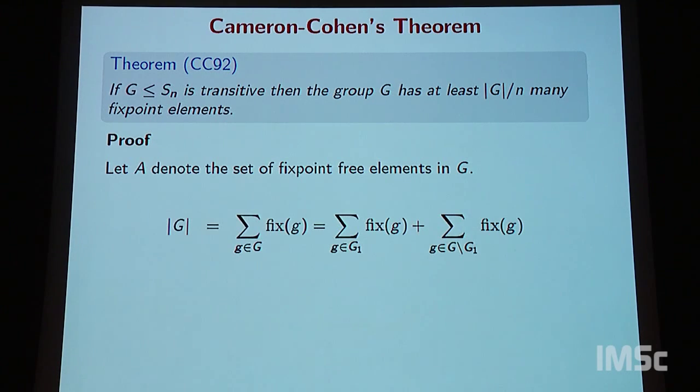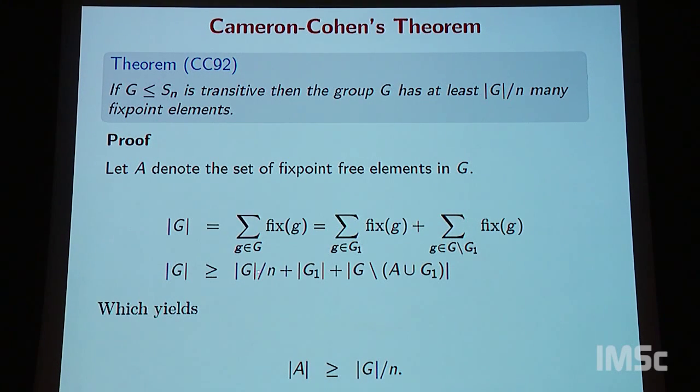Okay, let me pause this for a moment. So I get cardinality G is at least cardinality G by n plus cardinality G sub 1, and this part is simply at least cardinality G minus A union G1, because these are the fixed point free elements. All these are going to fix at least 1 point. So this is going to contribute at least cardinality G minus A union G1. So now rearranging terms, cardinality A is at least cardinality G by n.